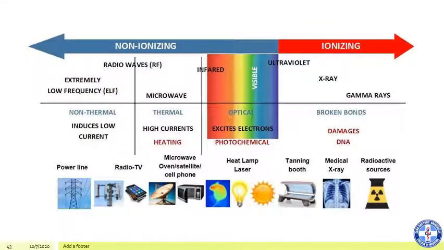In these slides, we can see the difference of ionizing and non-ionizing radiation and where we can see them. Non-ionizing radiation includes a spectrum of ultraviolet, visible light, infrared, microwave, radio frequency, and extremely low frequency, like in power lines, radio, TV, microwave oven, satellite, and the cell phones that we have. Heat lamp, laser too. Ionizing radiation takes a few forms: alpha, beta, neutron, gamma rays, and X-rays, like in tanning booths, medical X-rays, and radioactive sources.